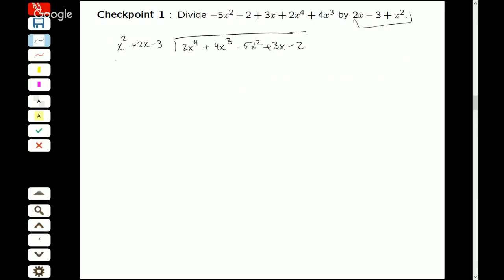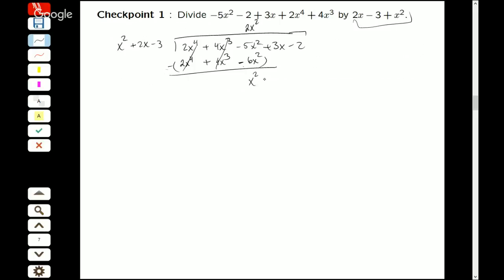How many times does x squared go into 2x to the 4th? 2x squared. Then what do we do with the 2x squared? Multiply everything. So 2x to the 4th plus 4x cubed minus 6x squared. Subtract. What happens to your 2x to the 4ths? Cancel. And then you have 4 and 4, and that has a minus, so cancel. And then you have minus 5 plus 6. What does that become? X squared.